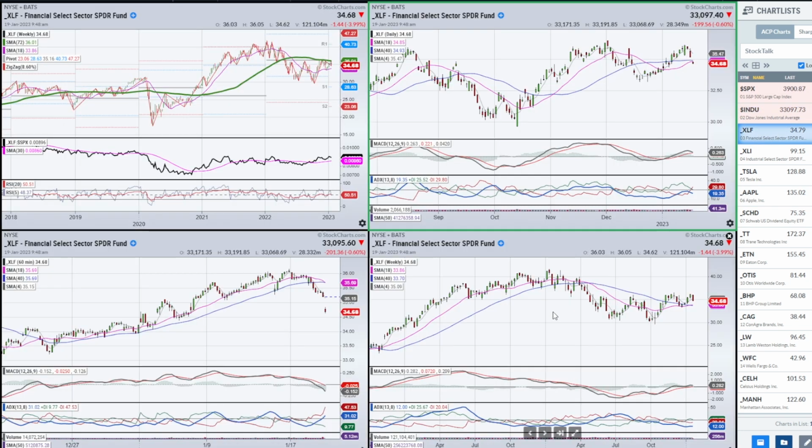Let's look at XLF real quick. Same thing. You see how we had a pretty good move to the upside to test the high, but look at how violent the pullback has been. A strong bar and another strong bar re-breaking the moving averages. I think we want to test the weekly moving averages.